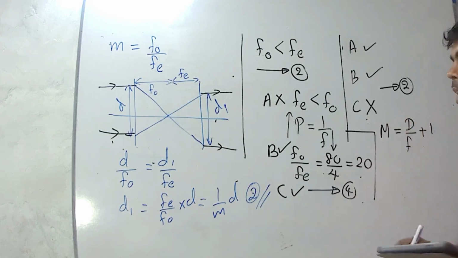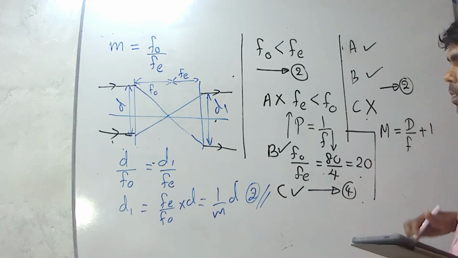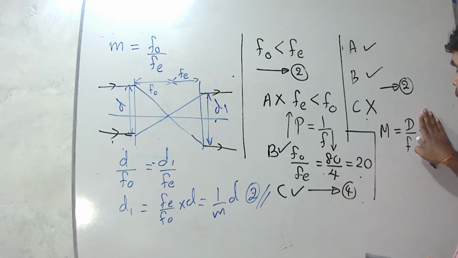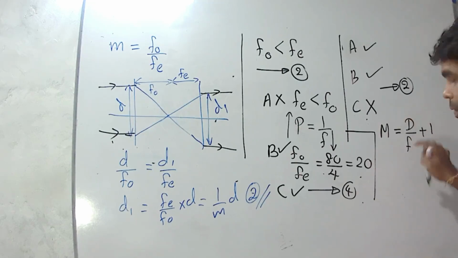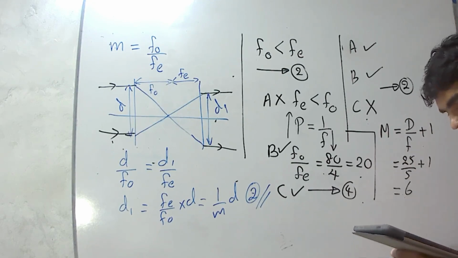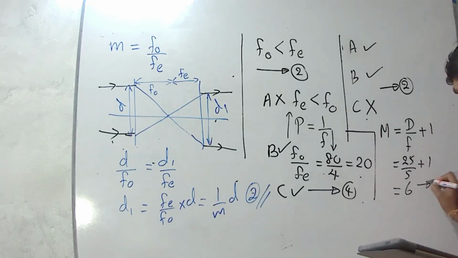It is for the normal adjustment. For the abnormal adjustment, we can get only this one, M equals D over F. Now D value 25, focal length 5, plus 1. It is 6. Then answer is C.